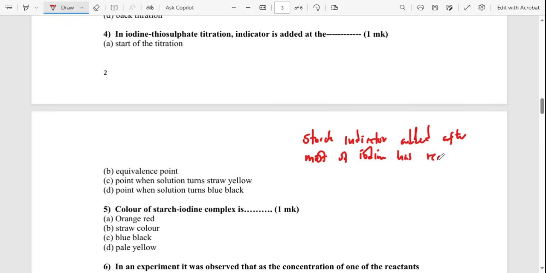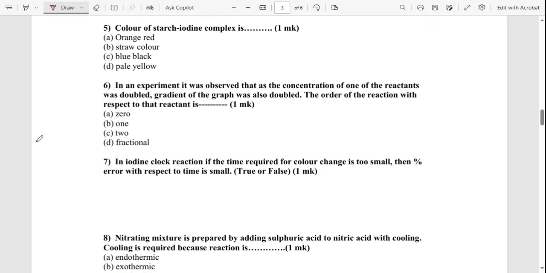But the question is why? This is because iodine is the test that we use for starch, so the iodine would react with the starch, and that is going to affect the reaction. So I want to add the starch indicator later on, after the iodine has reacted. And how would you tell that the iodine has really reacted? You are going to see a straw yellow color. At that point, you now add the indicator. The color of the starch iodine complex is blue black, the test for starch. This is something you've been doing from, I think, grade 8.